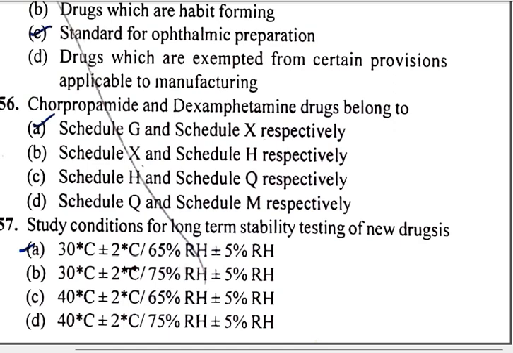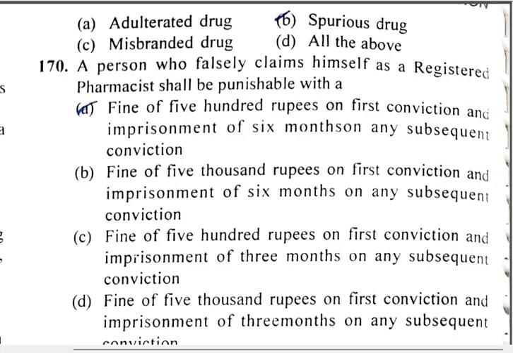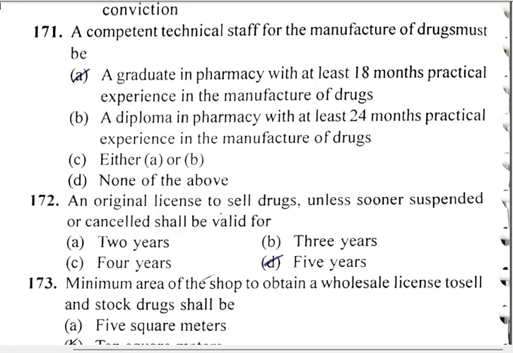Study conditions for long-term stability testing of new drugs is 30 °C plus minus 2 degrees Celsius and 65% relative humidity plus minus 5%. A person who falsely claims himself as a registered pharmacist shall be punishable with fine of 500 rupees on first conviction and imprisonment of 6 months on any subsequent conviction.